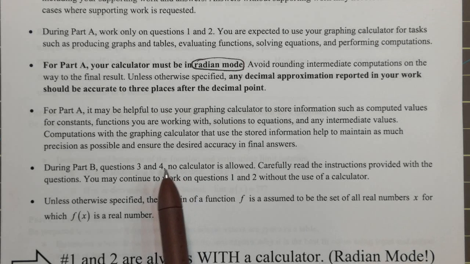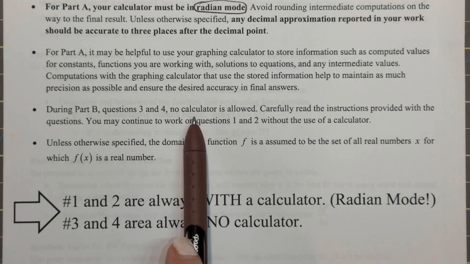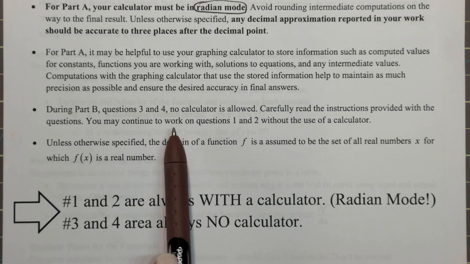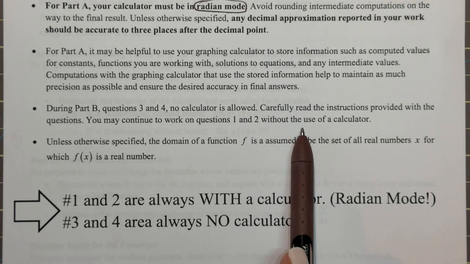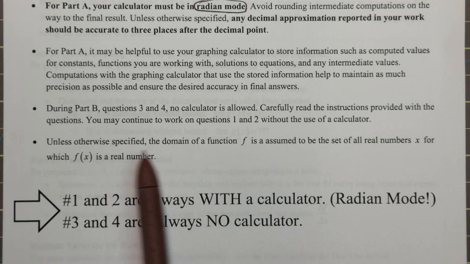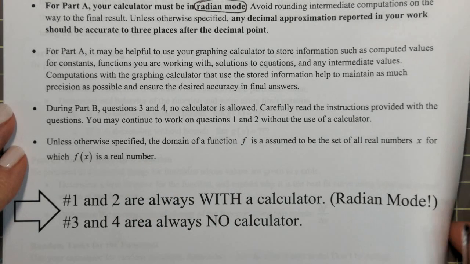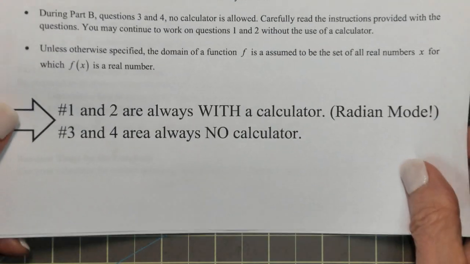During part B, questions 3 and 4, no calculator is allowed. You may continue to work on questions 1 and 2, but you cannot use your calculator anymore. Unless otherwise specified, the domain is assumed to be the set of real numbers for which the function is a real number.